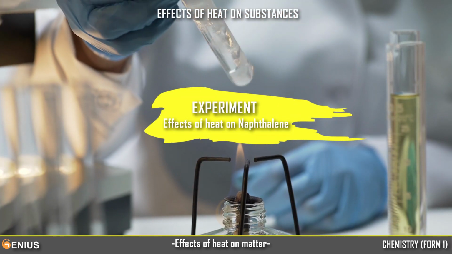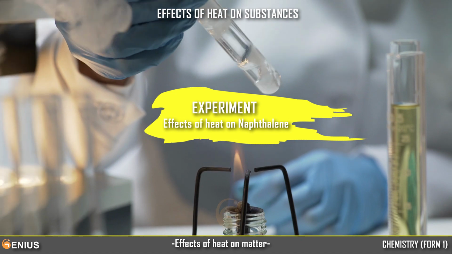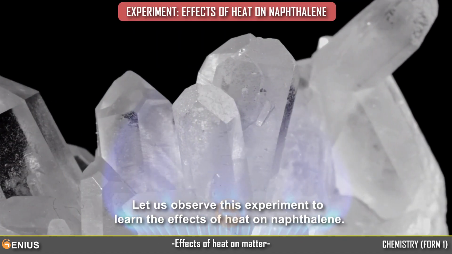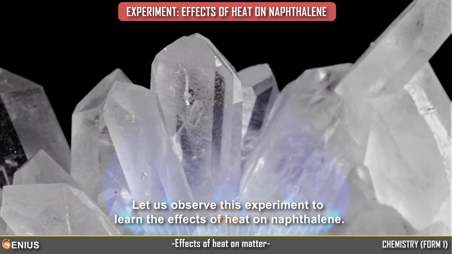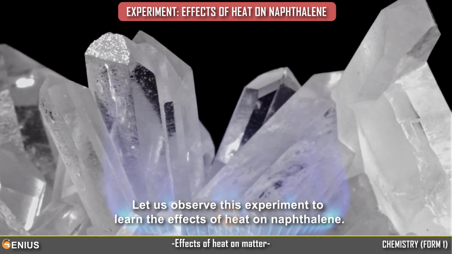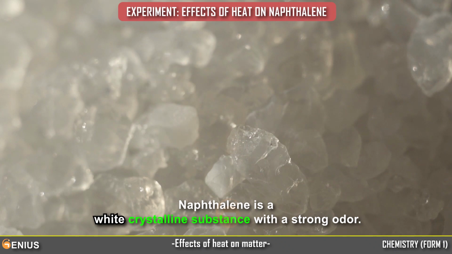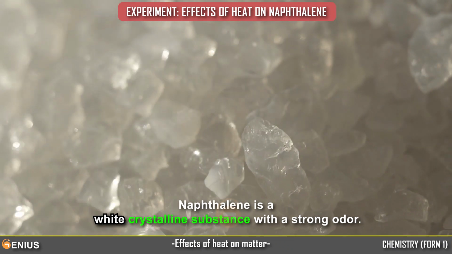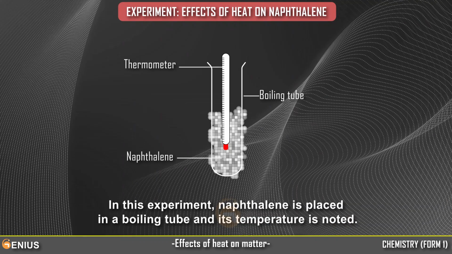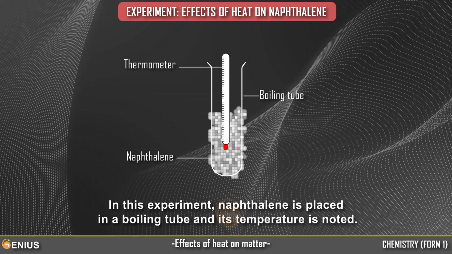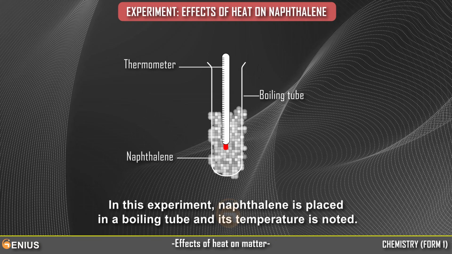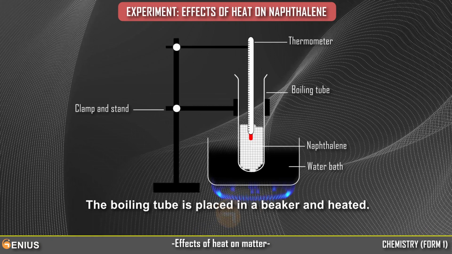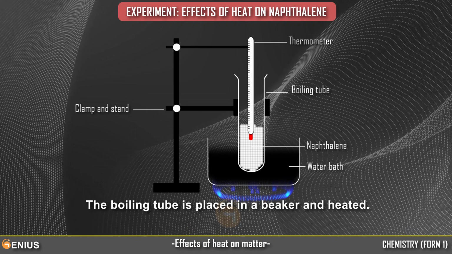Experiment: Effects of heat on naphthalene. Let us observe this experiment to learn the effects of heat on naphthalene. Naphthalene is a white crystalline substance with a strong odor. In this experiment, naphthalene is placed in a boiling tube and its temperature is noted. The boiling tube is placed in a beaker and heated.